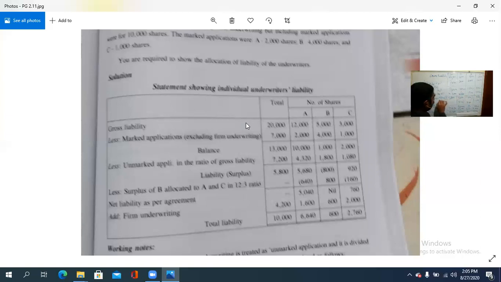Then we get the surplus. With the surplus there is one liability, and we need to share that surplus with the other underwriters. So here we see the minus 800 surplus came. That 800 is shared as 640 and 160. Okay, allocate to A and C for the surplus of B. And after that we need to add the firm underwriting, then we get the total liability. So 10,000 is the total liability. Clear?